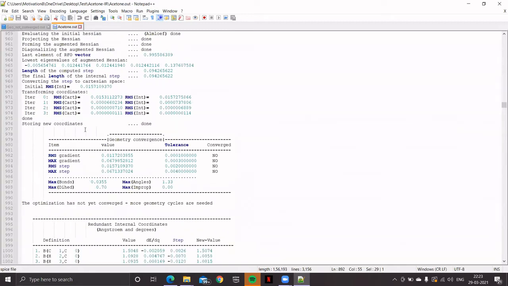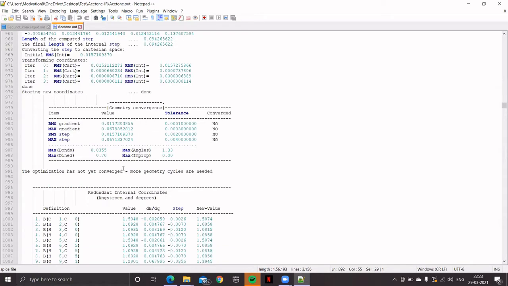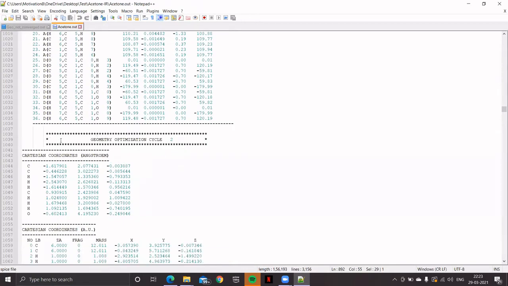So in a geometry optimization calculation, they lay down some convergence criteria. If the force on each atom is below a minimum value and the displacement of the atom due to that force is below a minimum value, then only there will be convergence. So in this case, in step 1, we don't get that convergence criteria fulfilled. That's why the optimization has not converged. More geometry cycles are needed. So based on the force, there will be displacement. They'll go to the next possible structure.